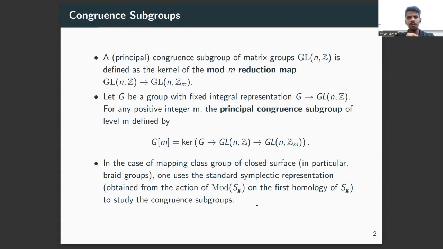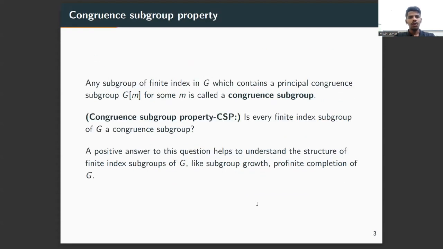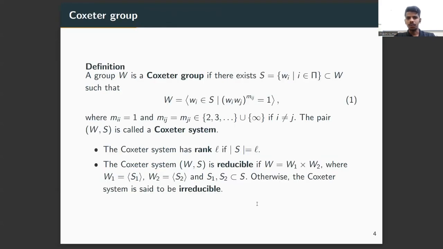In the case of the mapping class group of a closed surface, one uses the standard symplectic representation to study the congruence subgroup. We say a subgroup of finite index is a congruence subgroup if it contains some principal congruence subgroup. Then the natural question is to ask: is every finite index subgroup of a group G congruent or not? A positive answer to this question helps us in understanding the structure of finite index subgroups, like subgroup growth and profinite completion, etc. We are interested in answering these sorts of questions for Coxeter groups.